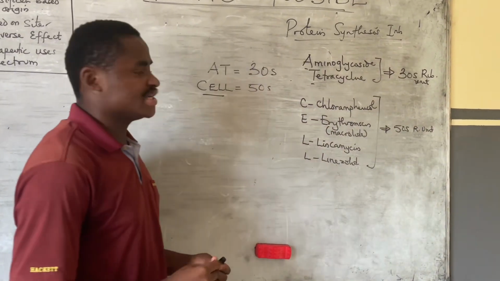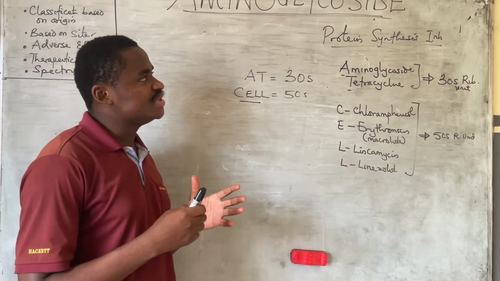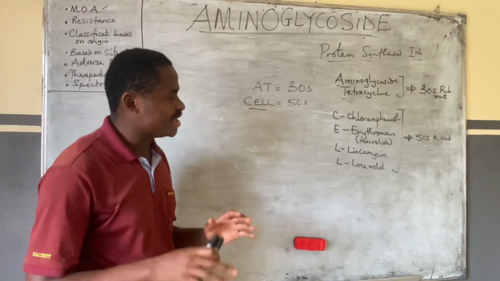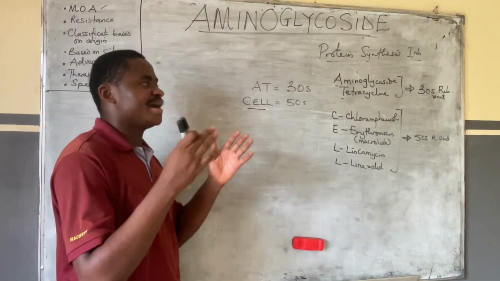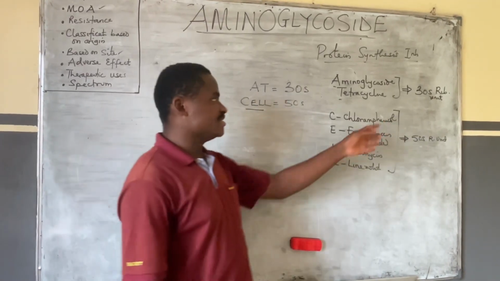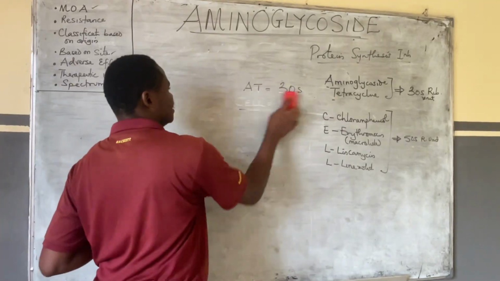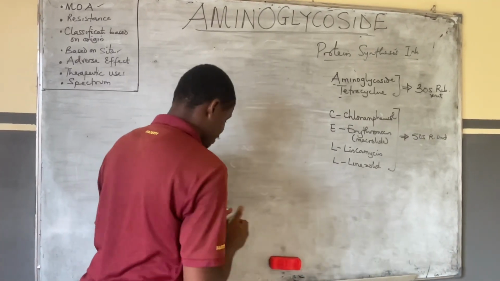Now, if you are asked in the exam what the mechanism of action for aminoglycoside is, someone who has gotten to this point would say it inhibits protein synthesis of bacteria by inhibiting the 30S ribosomal unit. But you now will know better. Let me show you what to note. These are some things you have to add.